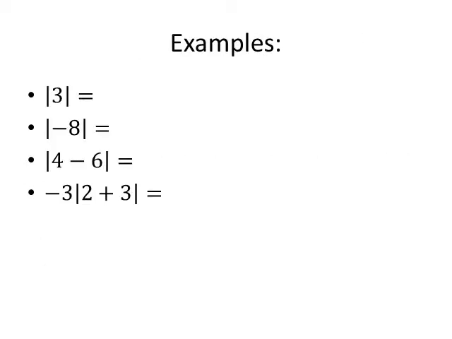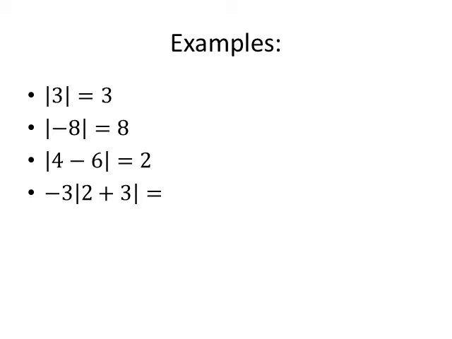Some examples. The absolute value of 3, again, since what's inside the absolute value bars is positive, we do nothing. That's 3. The absolute value of -8, since what's inside the bars is negative, we multiply the -8 by -1, and we find the absolute value of -8 is 8. The absolute value of 4 minus 6, well, 4 minus 6 is -2, but since the value of that is negative, we multiply it by -1, and we find that the absolute value of 4 minus 6 is 2. You'll notice that whenever we have the absolute value bars by themselves, the answer is always a positive number.